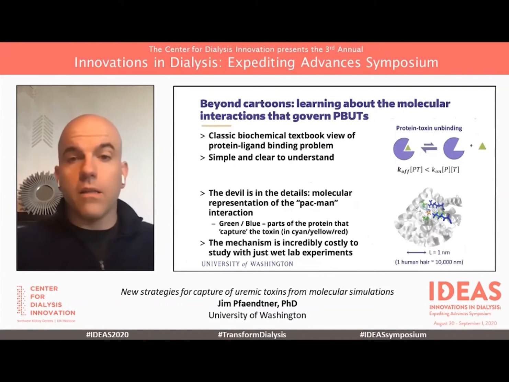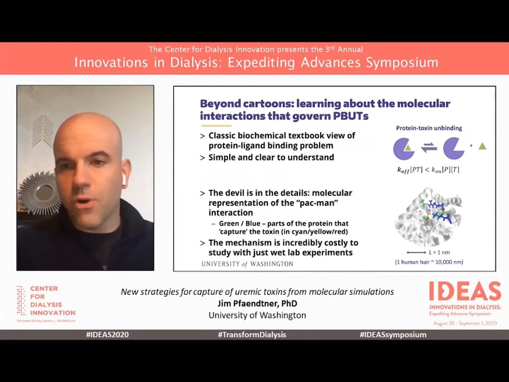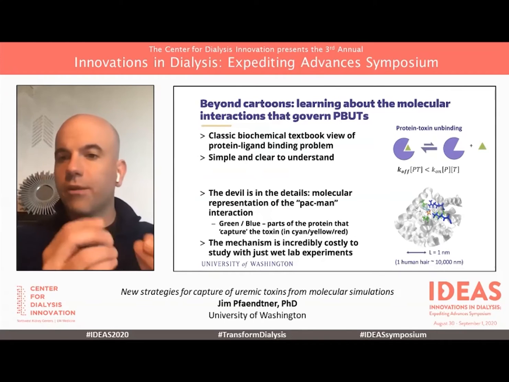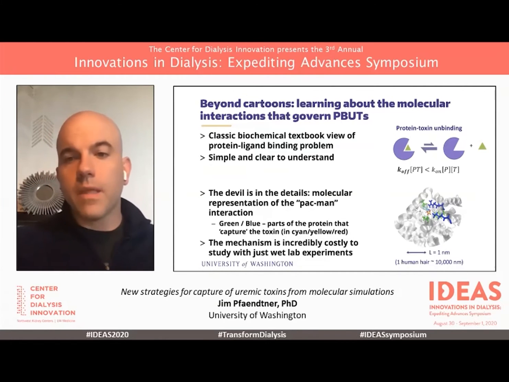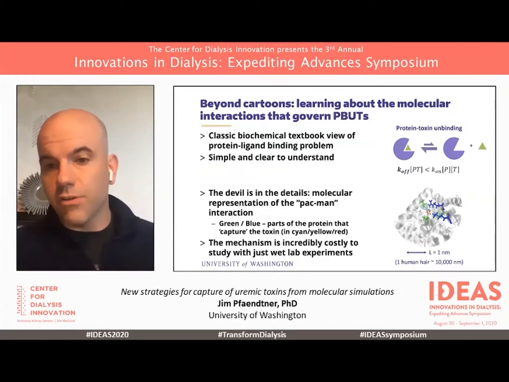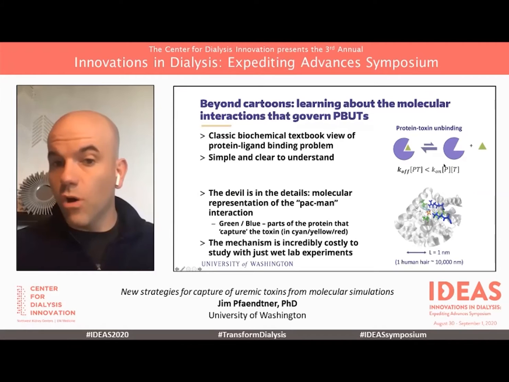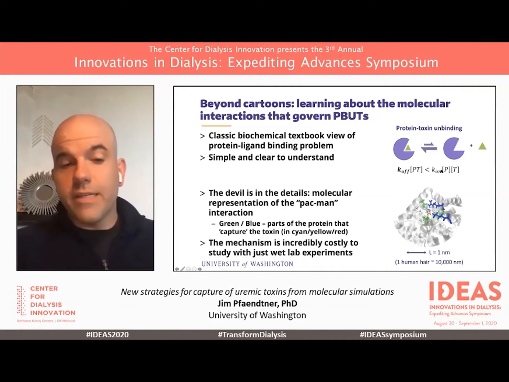So going down from the device scale, we need to move beyond cartoon level understanding. At the top of the slide here, I'm showing a classic, what I would call biochemical textbook view of a protein ligand binding problem, also a protein toxin binding problem. We have a diagram here that looks like Pac-Man on the upper right, and we always see these simplified reactions in which a ligand or a toxin leaves the protein that it's bound to. These diagrams are simple and clear to understand. They're also amenable to mathematical modeling approaches that don't involve the molecular scale. All of the interesting detail about the molecules and the nanoscale is encapsulated here in these coefficients. So the devil's really in the details.